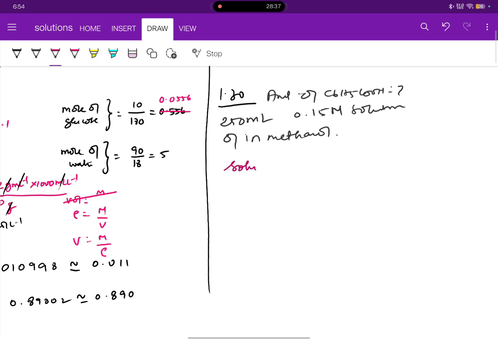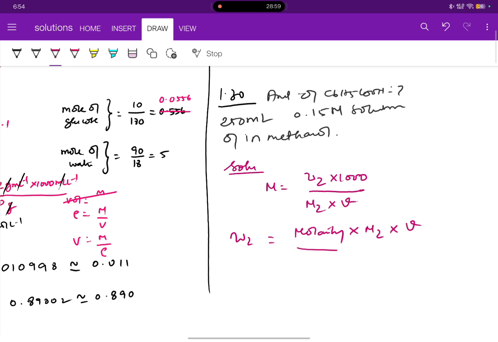Next let's go for the solution. What is the formula for calculating the molarity? M is equal to W2 into 1000 by molar mass into V. Here they are not asking for molarity, they are asking for W2. So rearrange the equation: W2 is equal to molarity into M2 into V by 1000. The molarity given is 0.15 mole per liter. What is the mass of benzoic acid?